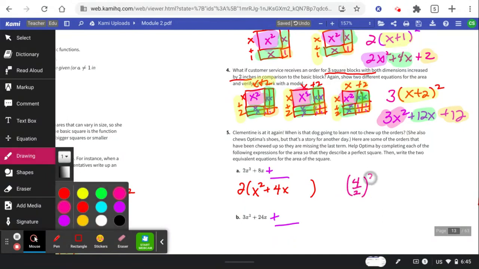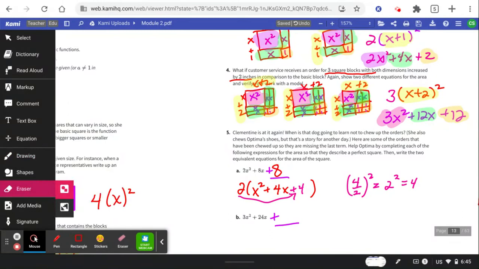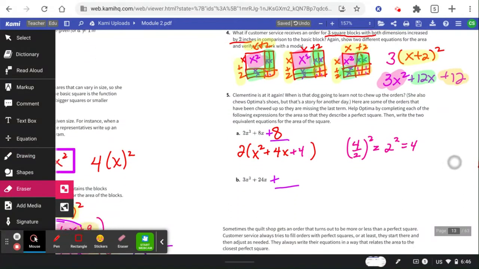I can do my b over 2 squared, which is 2 squared, which is 4. But I'm not just adding 4 to 1 block. I'm adding 4 to 2 blocks, so I really want to add 8, the 2 times 4 to consider both blocks. Pause the video and try to recreate that for part B.